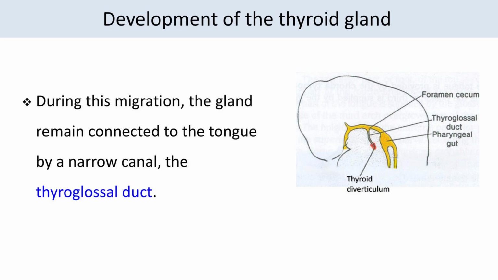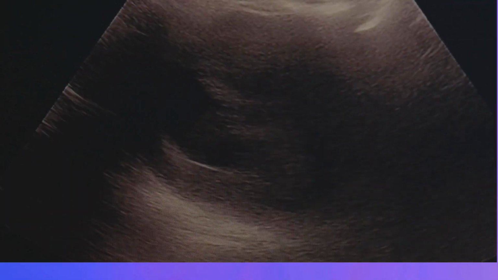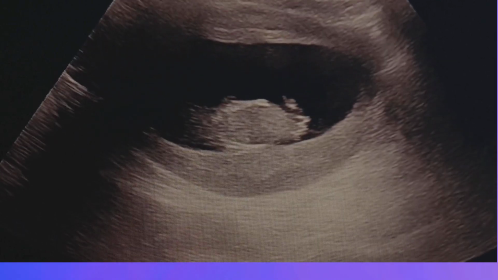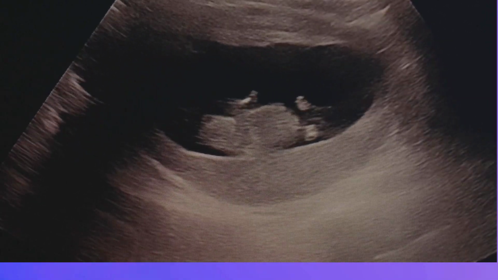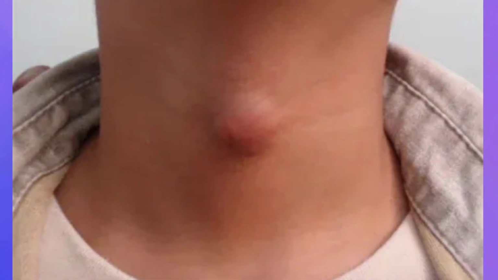During its caudal migration from the floor of the pharynx to its definitive position in the neck, the developing thyroid gland remains connected to the tongue by a narrow epithelial canal. This canal is known as the thyroglossal duct. Normally, this duct obliterates and disappears by the 5th or 6th week of gestation. However, remnants of this duct can persist, leading to various congenital anomalies, which we will discuss shortly. The path of this duct defines the potential locations for these anomalies.